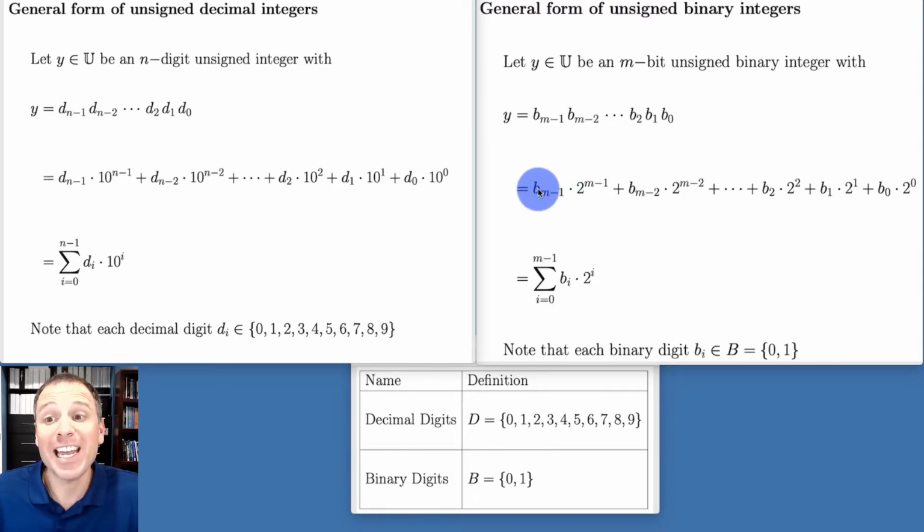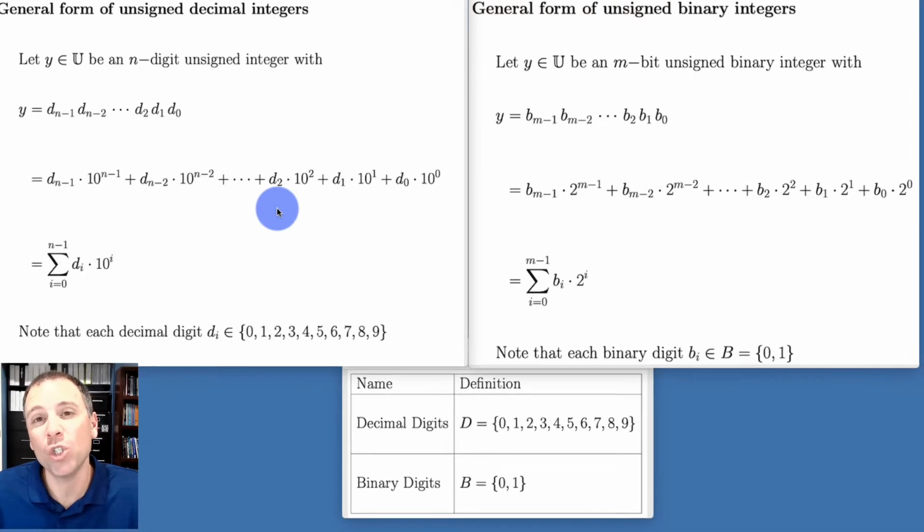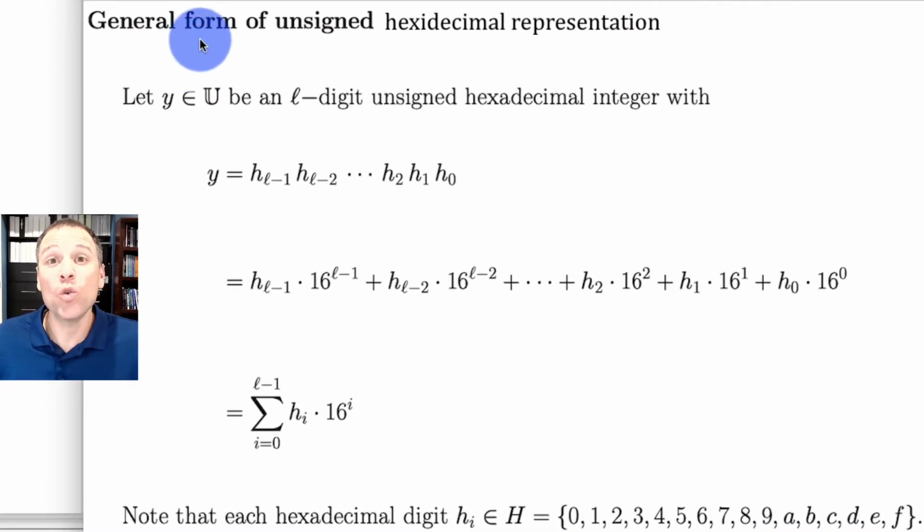Also, instead of the individual digits being labeled as B for binary or D for decimal, maybe we want to label them as H for hexadecimal. The same idea though, the index would be powers of 16. And then the last question would be, where does each H get chosen from? What is the set of hexadecimal digits that we could possibly choose? That question leads naturally into a guess about the general form for an unsigned hexadecimal representation.